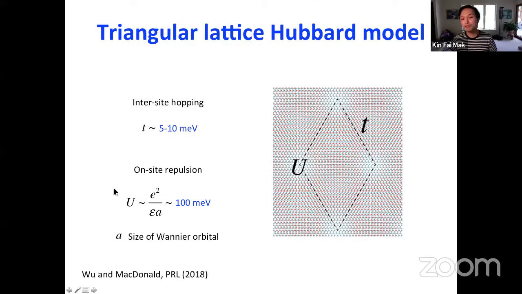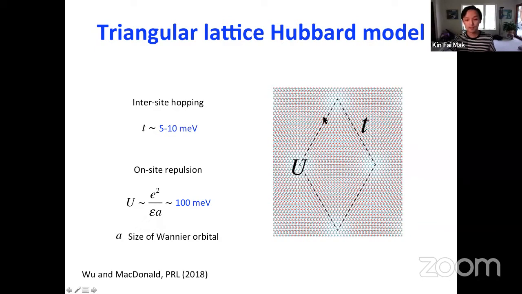The on-site Coulomb repulsion you can estimate just using Coulomb's law, that is e squared over the dielectric constant of the surrounding environment times the size of the Wannier orbital, which is about 2 nanometers, and you can estimate the on-site Coulomb repulsion. The energy scale is on the order of 100 to 200 meV. So it's really deeply in the strongly correlated regime, where U is much, much bigger than t in this type of material, and that's what we would expect. And you will see in experiment that that's actually the case also.